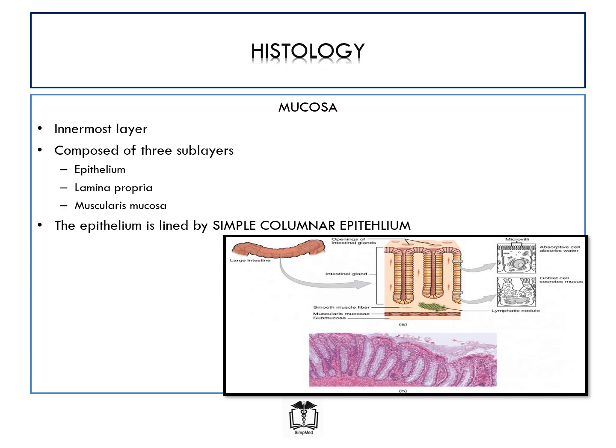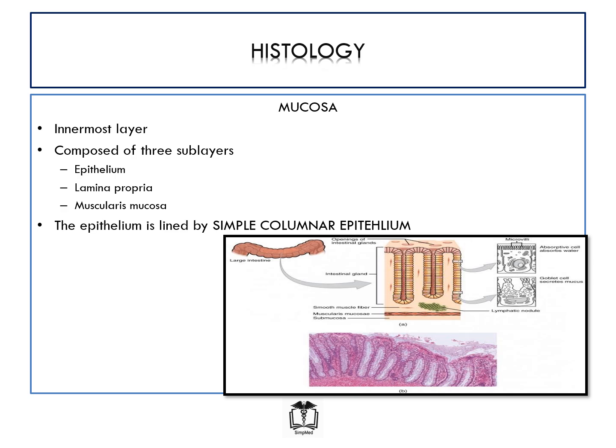Mucosa is the innermost layer of the large intestine. It comprises three major sublayers. Starting from the innermost layer to the outermost layer, we have the epithelium. The epithelium of the mucosa of the large intestine is unique because it is simple columnar in form. This is a similar epithelium to what we see in structures higher above the large intestine. So the small intestine and the stomach are also lined by simple columnar epithelium.